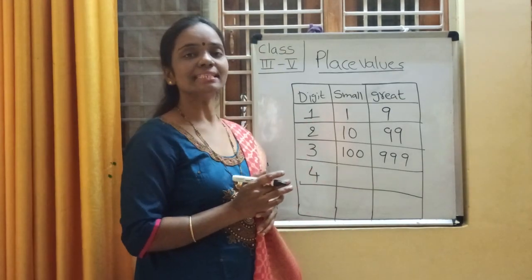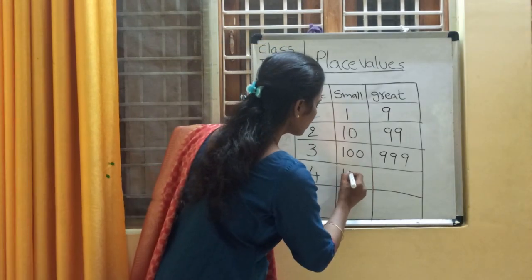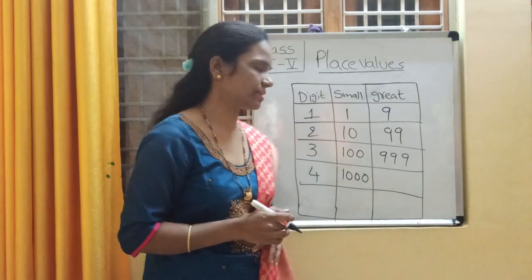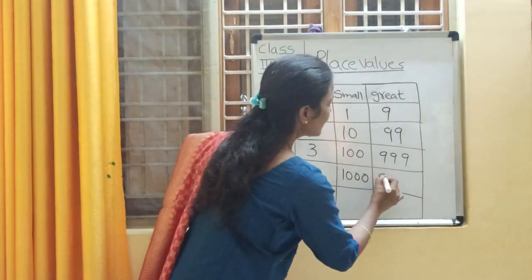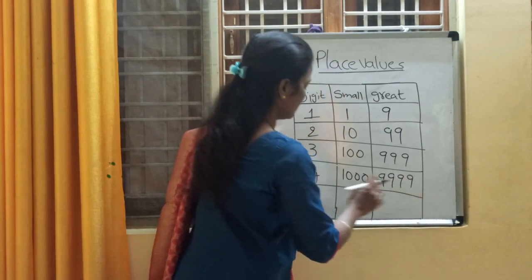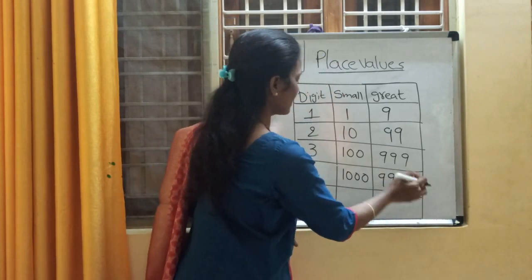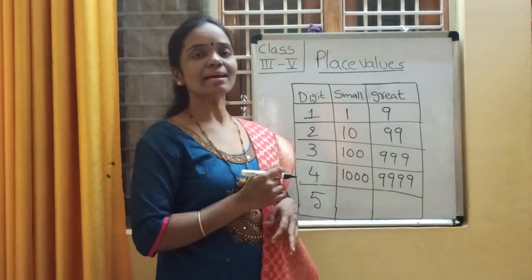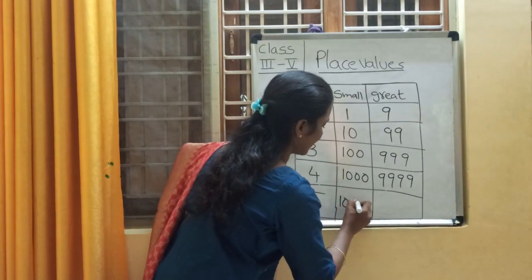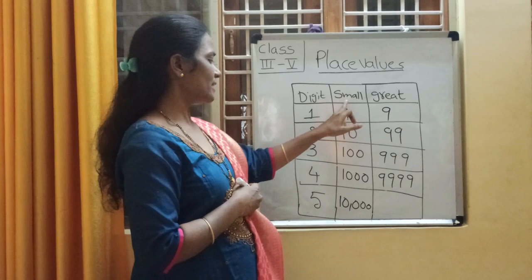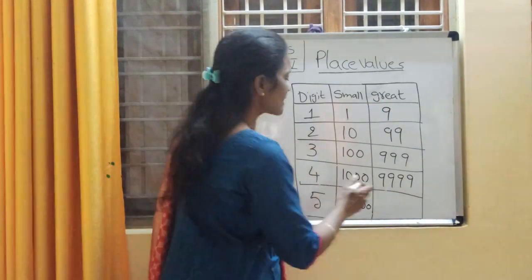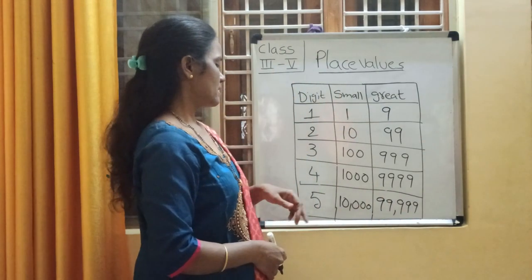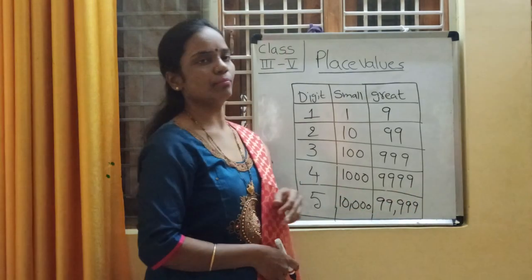What is the smallest 4-digit number? We just need to add one more 0 to the 100. 1000 is the smallest 4-digit number. And what is the greatest 4-digit number? 9999. 4 digit means 4 nines will come. And similarly, what is the smallest 5-digit number? Yes, 10,000. And the greatest 5-digit number is 99,999. 5-digit means 5 nines will come.